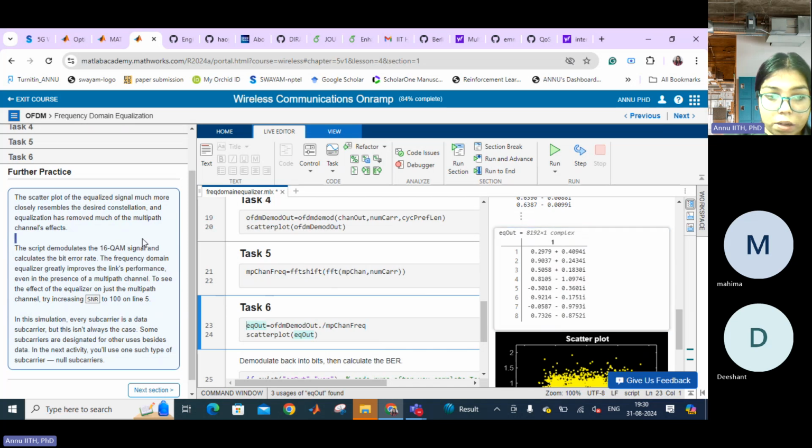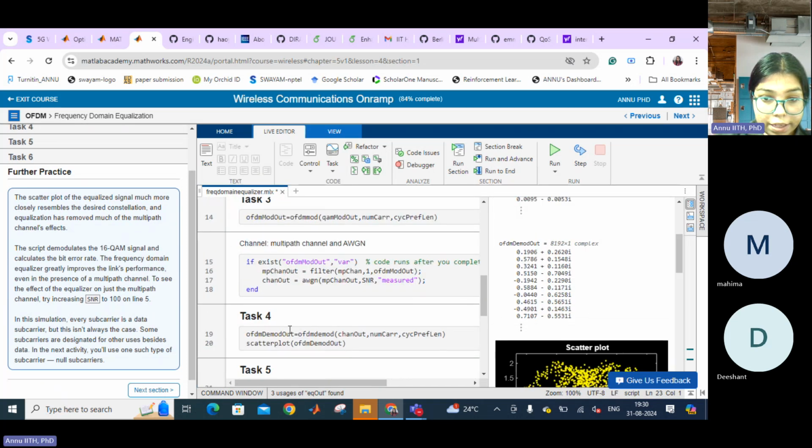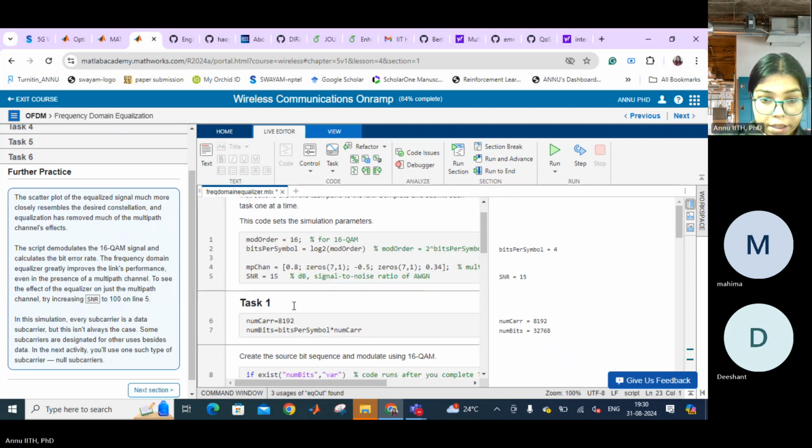The script demodulates the 16-QAM signal and calculates the bit error. The frequency domain equalization greatly improves the link performance even in the presence of a multi-path channel. To see the effect of the equalizer on just the multi-path channel, try increasing the SNR to 100 on line 5. So line 5, 100, if we can see 100.